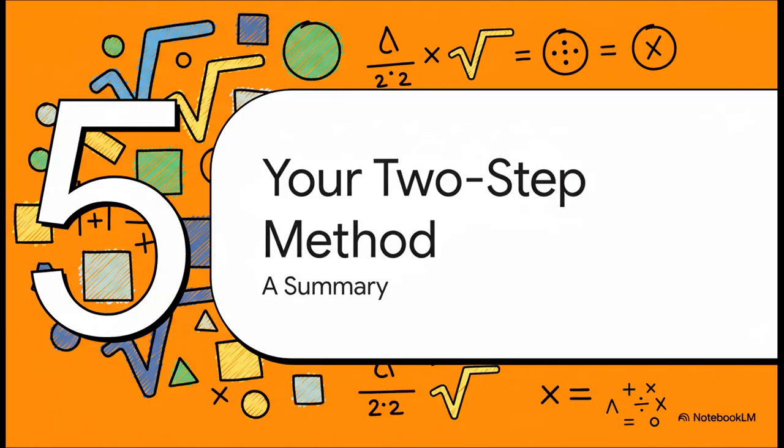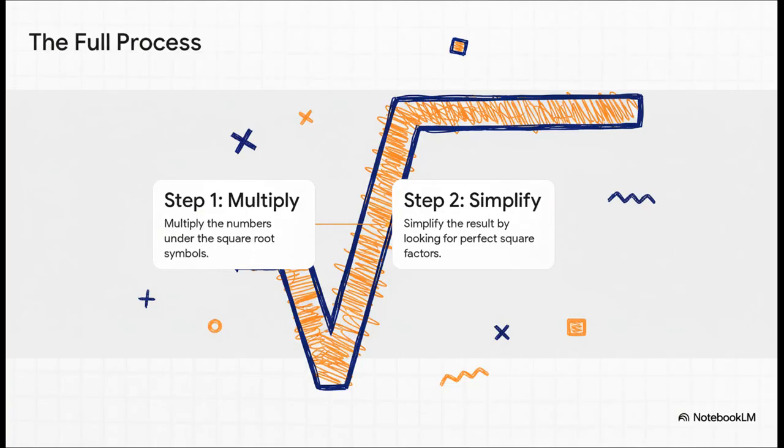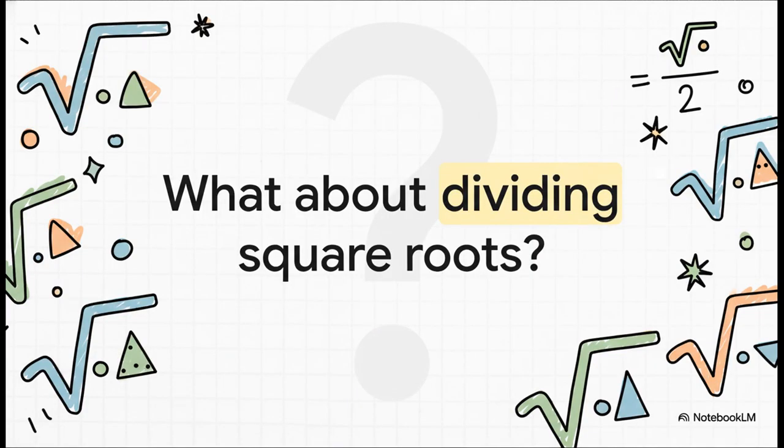So let's just pull back for a second and look at the big picture. We can boil this whole thing down to a super simple, repeatable method you can use every single time. It really is this simple. Step 1, you multiply the numbers that are inside the square roots. Step 2, you always check if you can simplify the result by pulling out a perfect square. That's it. That's the game plan. Multiply, then simplify. So there you go. That's the whole two-step process. Multiply, then simplify. You've pretty much got this multiplication thing down.